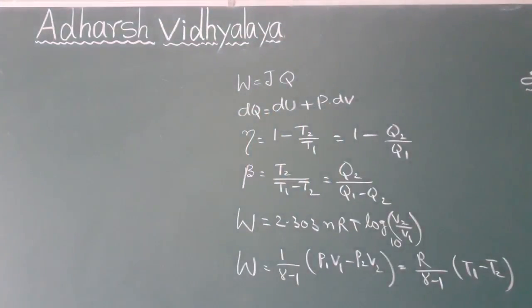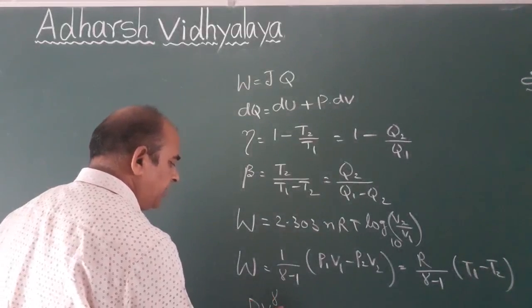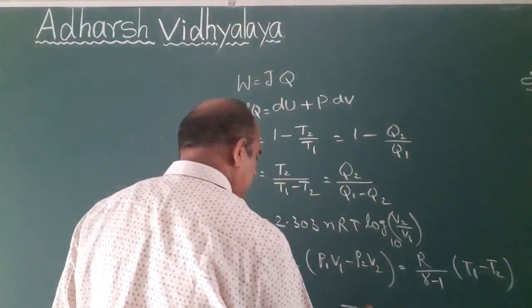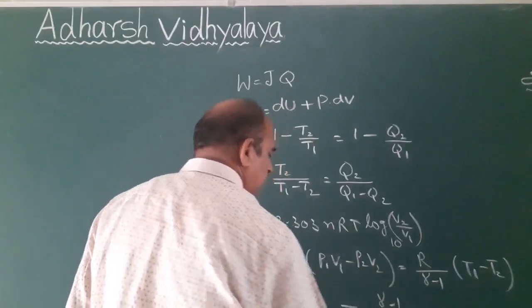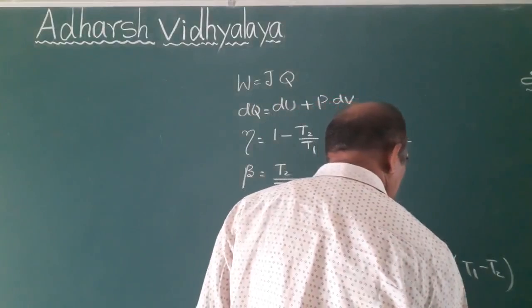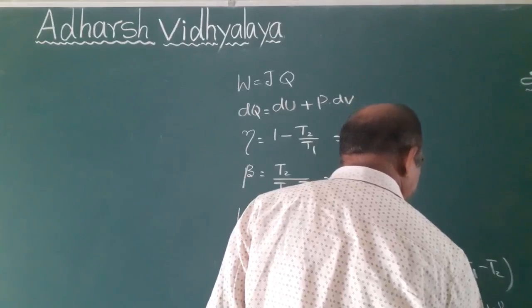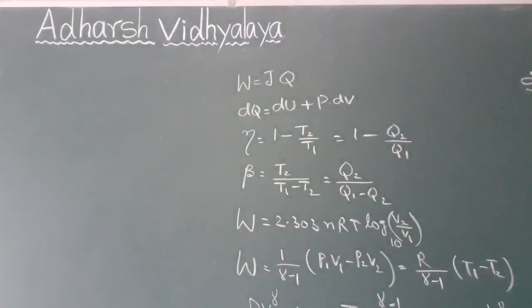Next, adiabatic relations between pressure, volume, temperature. First, PV power gamma is constant. Second one, T V power gamma minus 1 is constant. Third one, P power 1 minus gamma by gamma T is constant. These are the adiabatic relations between pressure, volume, temperature.